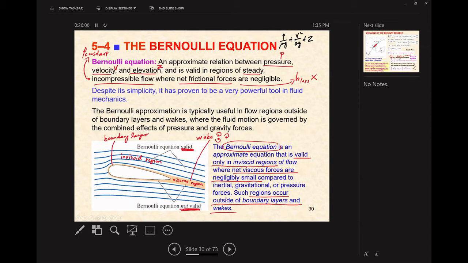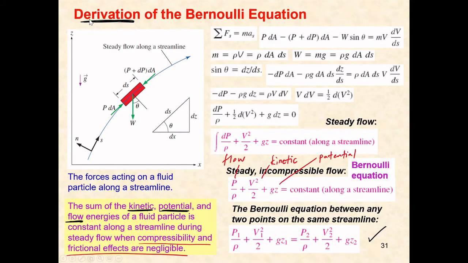All right, this slide shows the derivation of the Bernoulli equation. If you follow the steps of the derivation, you can see that it used Newton's force to arrive at the Bernoulli equation. In the end, you have the flow, kinetic, and potential energy. This is true only when we use it for steady flow and incompressible flow.